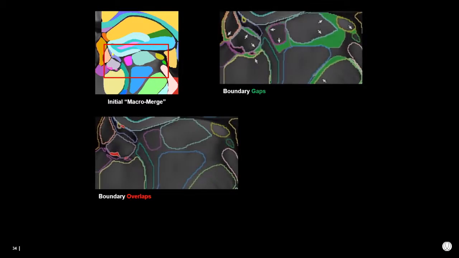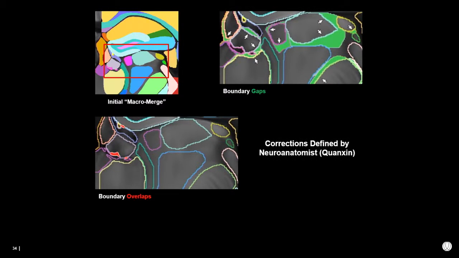So we have an initial macro merge, so these are individual structures. Look just at the dorsal part of the thalamus, where the box is. And so we brought those individual files together, the three-dimensional shapes, and we've put them in one file. And what you end up inevitably with is boundary gaps and overlaps.